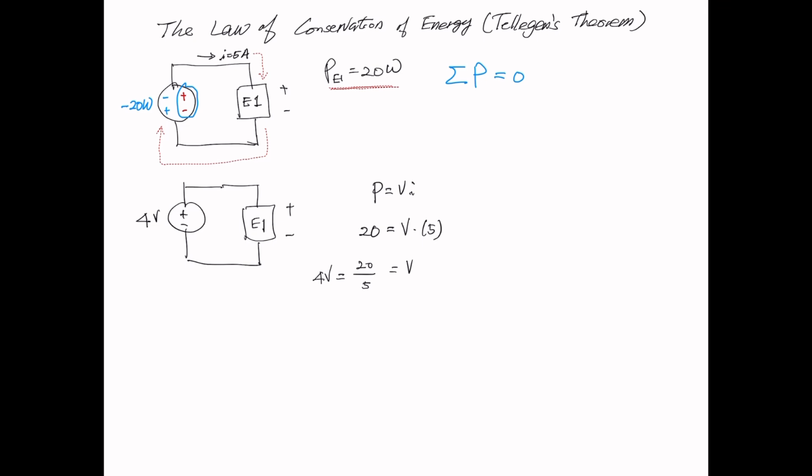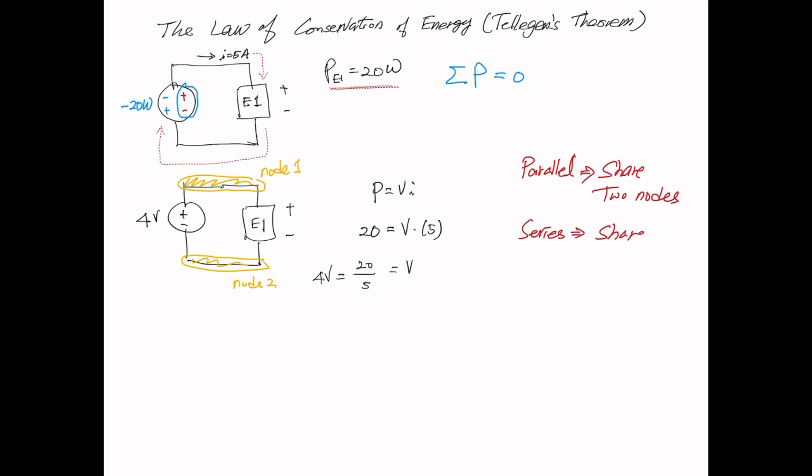and you need to write positive or negative depending on the polarity of the voltage source. Now, if we look at this circuit, we have node 1 at the top and node 2 at the bottom. That means this 4 volts and E1, the element 1, are in parallel. Again, how do you know it's parallel? Parallel, we said, means they share 2 nodes, top and bottom. And this 4 volts and E1 are also in series. How do you know it's series? They share the same current because there's only one loop.